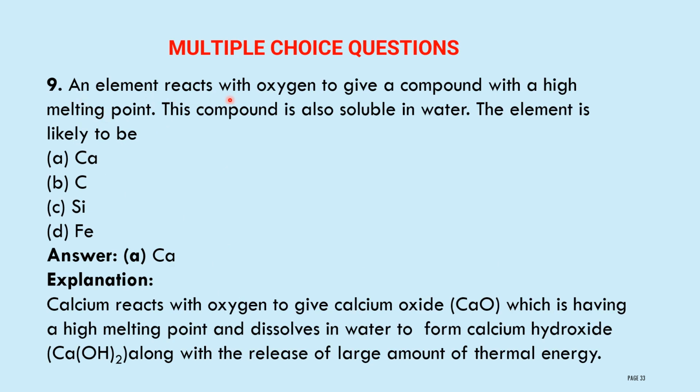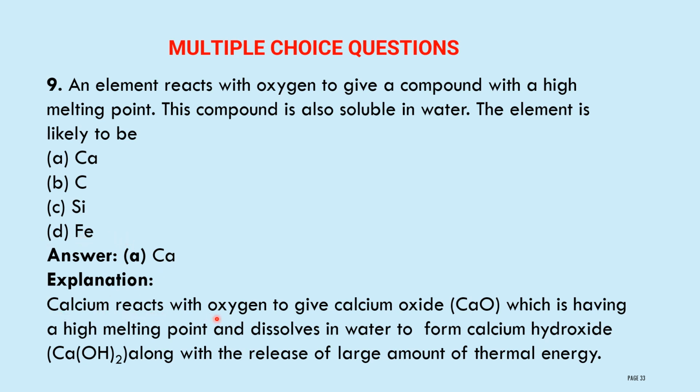An element reacts with oxygen to give a compound with a high melting point. This compound is also soluble in water. The element is likely to be: first option calcium, second carbon, third silicon, fourth iron. The correct answer is calcium.